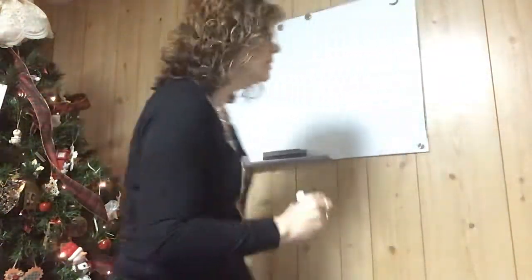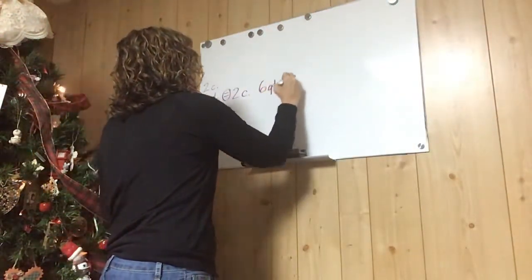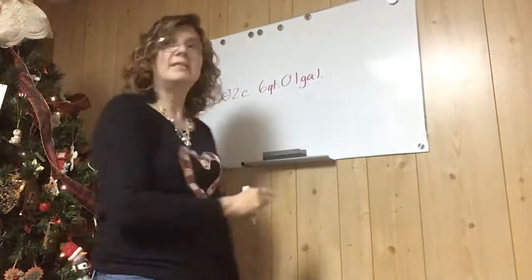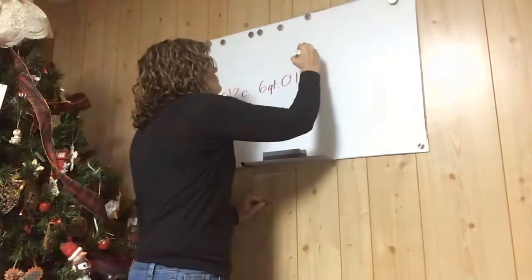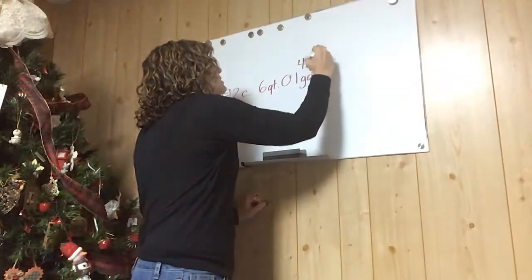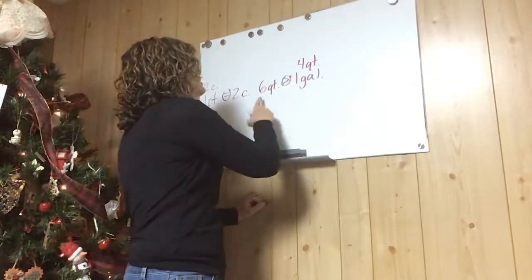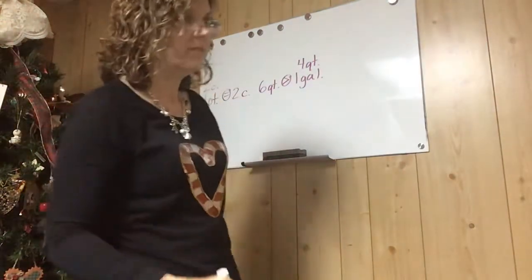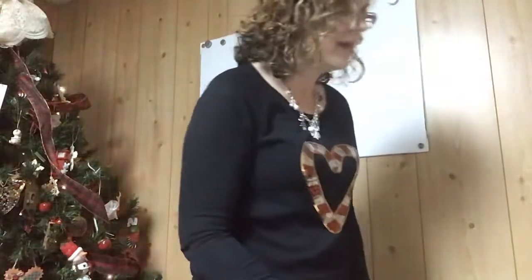Next it says 6 quarts and 1 gallon. All right, so 6 quarts, 1 gallon. The one to change is the gallon side. How many quarts are in a gallon? Very good. 4 quarts, just like it says at the top of your paper. So if this is 6 quarts, gobble it up. 6 quarts is greater than 4 quarts or 1 gallon. 4 quarts and a gallon are the same, and 6 quarts will be greater than that.